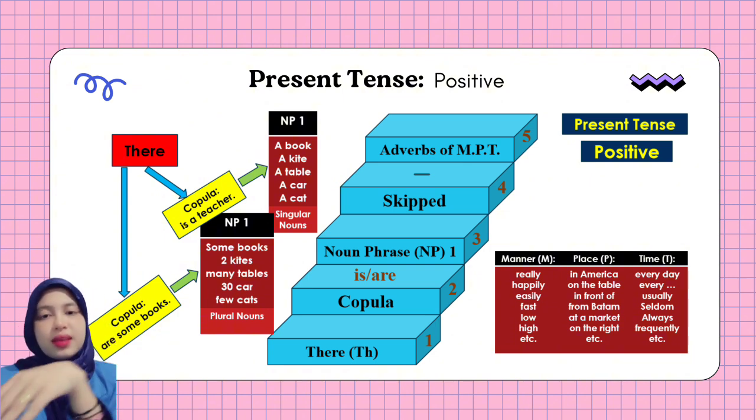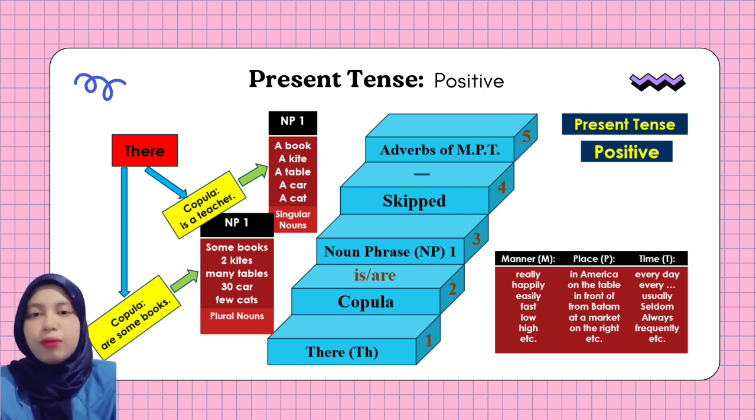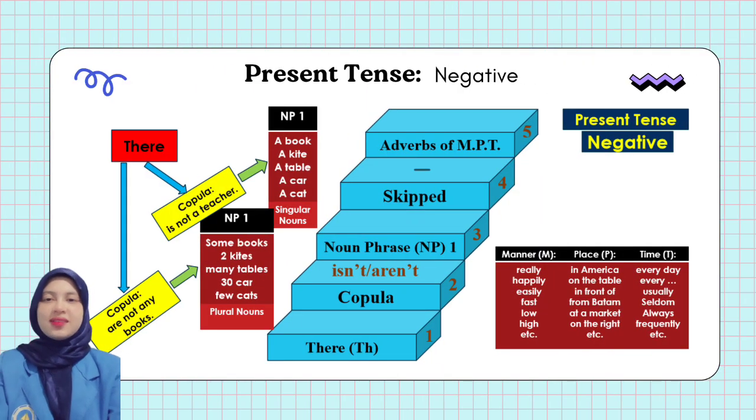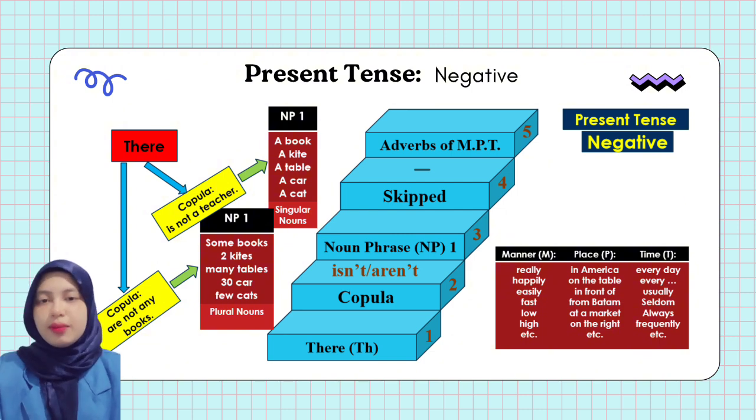So, for a positive sentence, the structure generally flows from there plus copula plus noun phrase 1, and then you can add adverbs of manner, place, or time. For example, there is a book on the table every day. 2. Present tense negative. Now let's move on to forming negative statements.